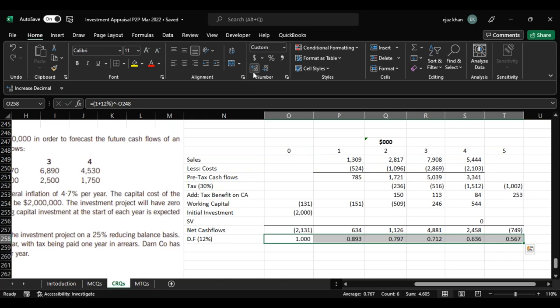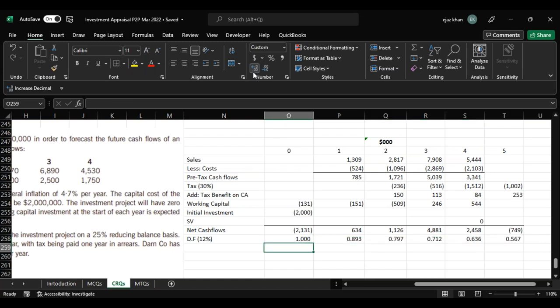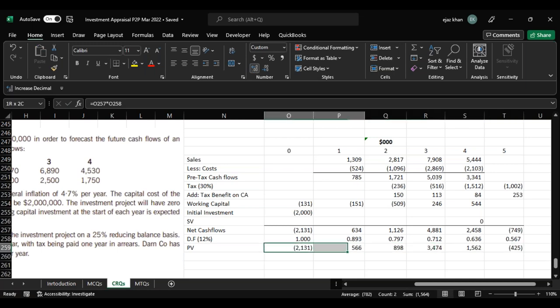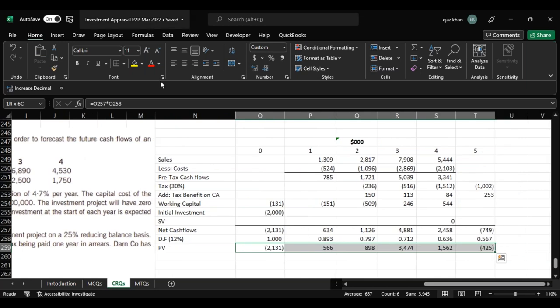So now we have got discount factors for all 5 years, and let us now calculate present values by multiplying cash flow with the discount factor. Here we go. We are done with all the present values.